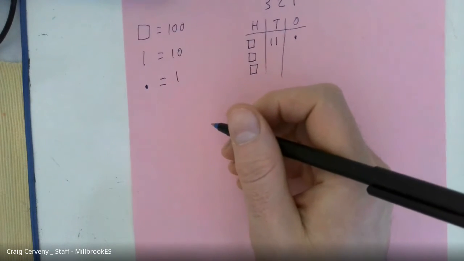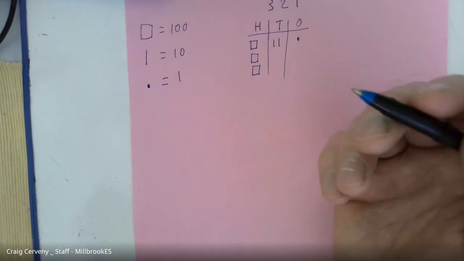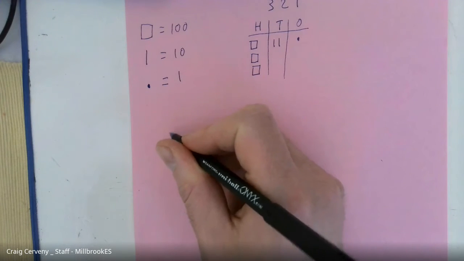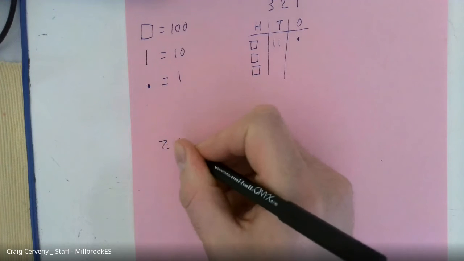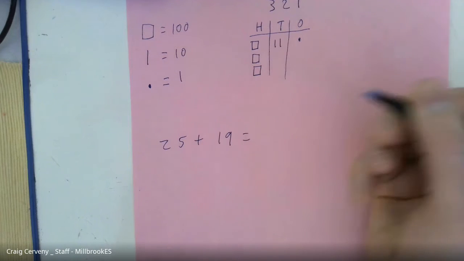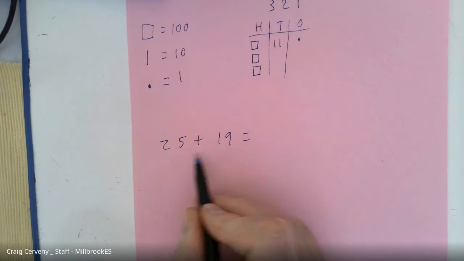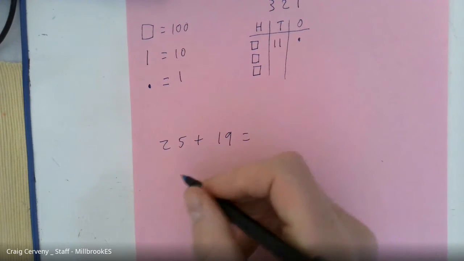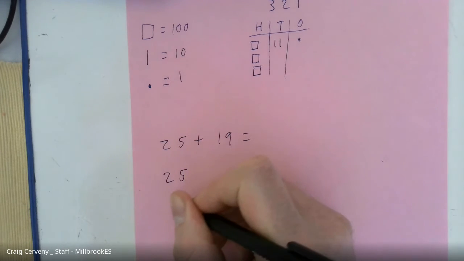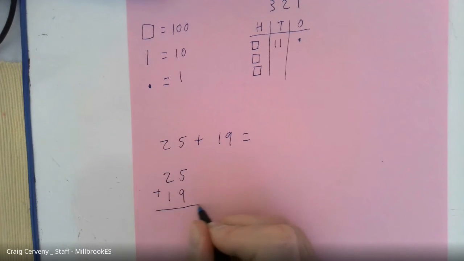So let's do a standard problem of 2 double digits adding to each other. So let's do like 25 plus 19 equals something. Sometimes you'll get the equation set like this. I like to rewrite the equation. So it's going to be 25 over 19. We're going to do a plus sign here, pull a line over here.